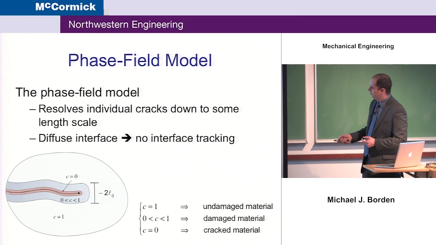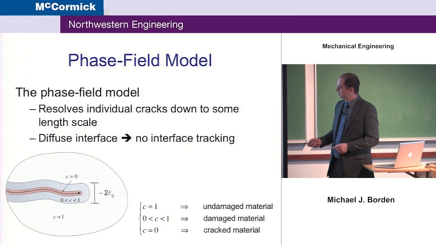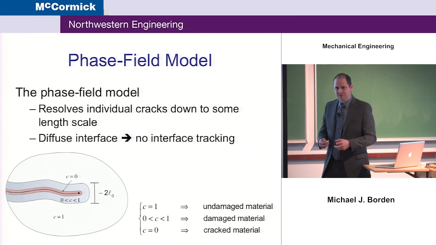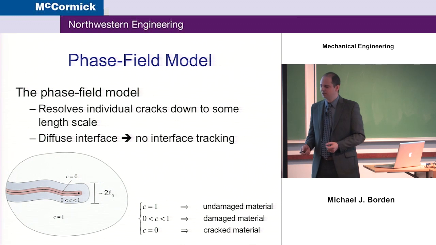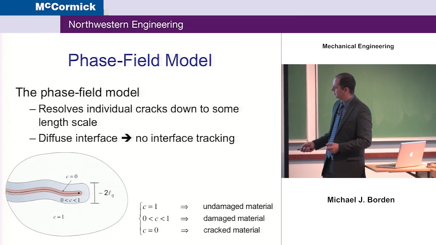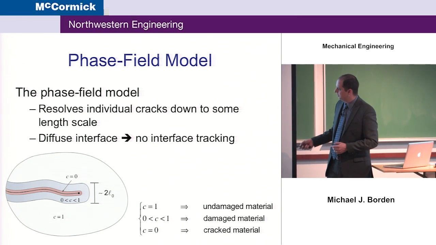So here, for example, this black line would be our discrete crack that we're trying to approximate with a phase field. And so we have some phase field, which is just a scalar field, and around the crack area, that scalar field is equal to 0, which means we have no strength. Away from the crack, the phase field is equal to 1 where we have strength. Then there's some transition between the two.